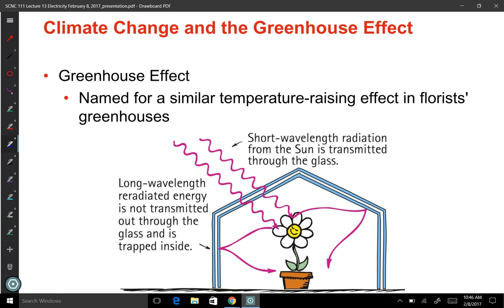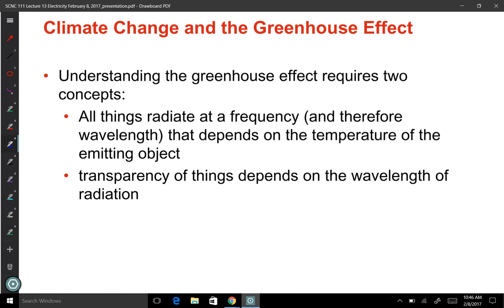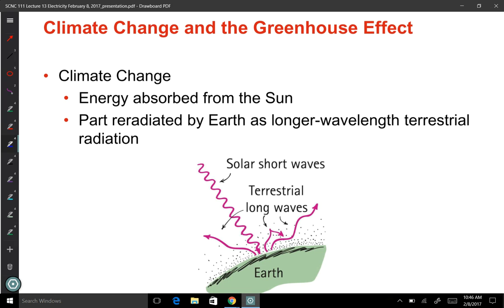Or on Earth, we also have a greenhouse effect. We have the solar waves come in and go through the atmosphere. The Earth's atmosphere is transparent to visible light and radio waves, but it's not transparent to any other waves. So the radiation that the Earth gives off, the infrared, the Earth's atmosphere is kind of absorbing and lets a little out.